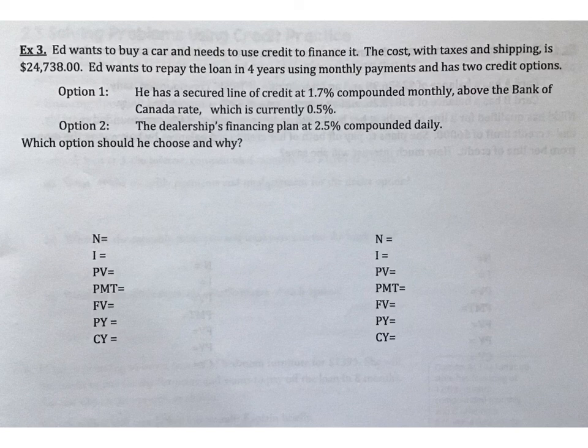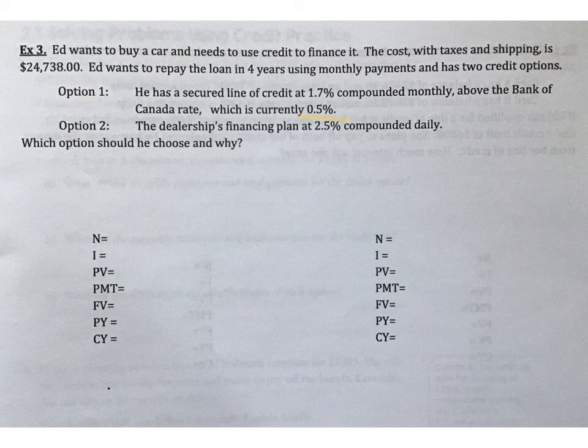So one is he's secured a line of credit. The interest rate on that is 1.7%, and that's above the Bank of Canada rate, which is currently 0.5%. So we'll have to add those together to get that total. Or the dealership has offered some financing at 2.5%, and that's compounded daily. So which option should he choose? So we need some proof of why we think that's a better option.